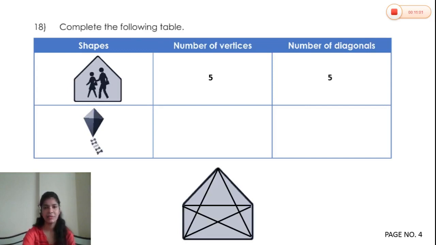Clear, students? Now see the next. The kite shape, number of vertices are 4 and diagonals 1, 2. So number of diagonals are 2. Now move to the next question.